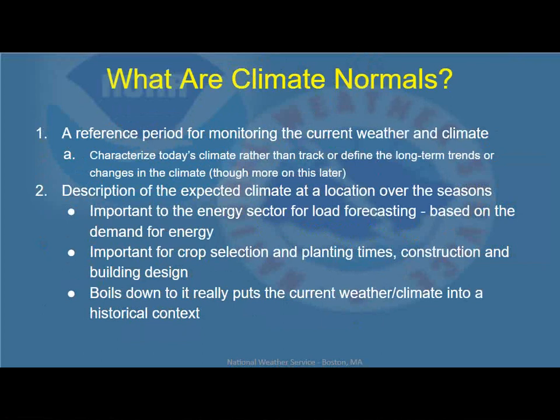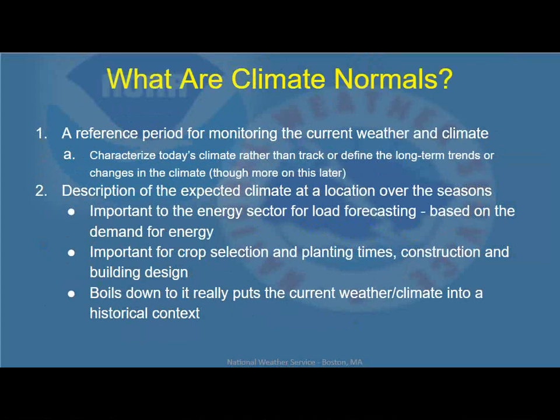So, when you're looking at a climate normal, what does it tell you? So really, it's a reference period for monitoring the current weather and climate. And basically, it's characterizing today's climate in context of what's going on now, rather than tracking or defining the long-term trends or changes to the climate. Although we will talk a little bit more about what you can glean from it about climate change, but we'll talk about that a little later in the presentation. Now, the climate normals are important for a couple different things.